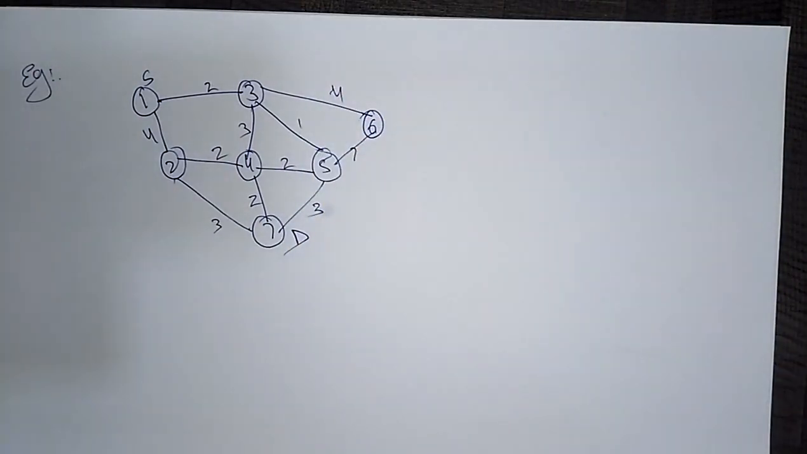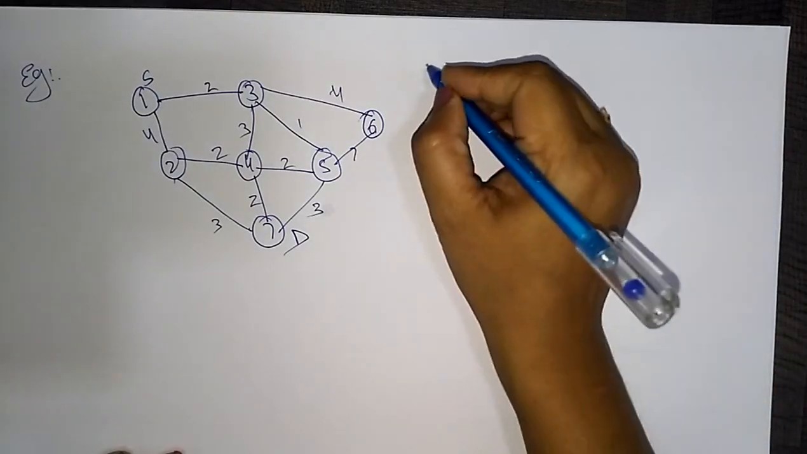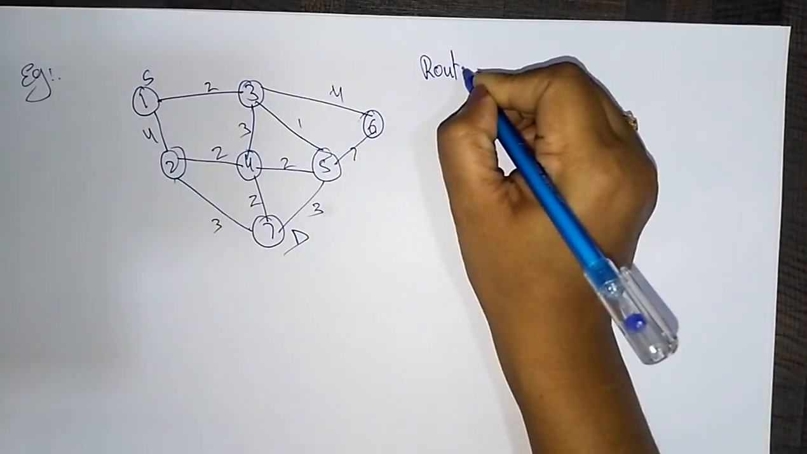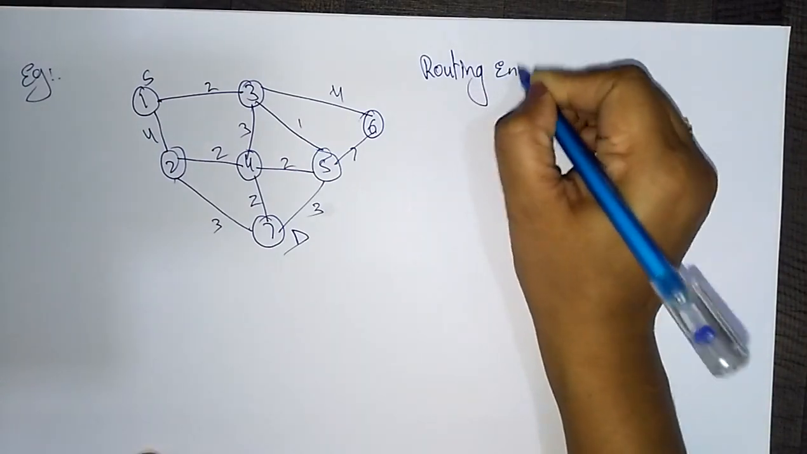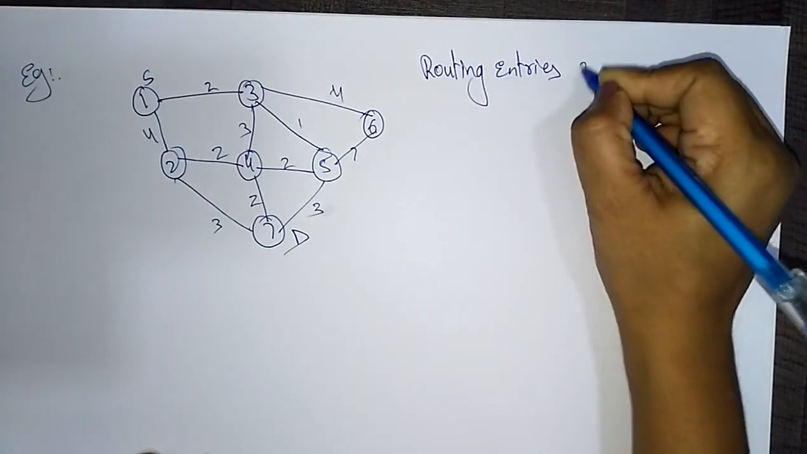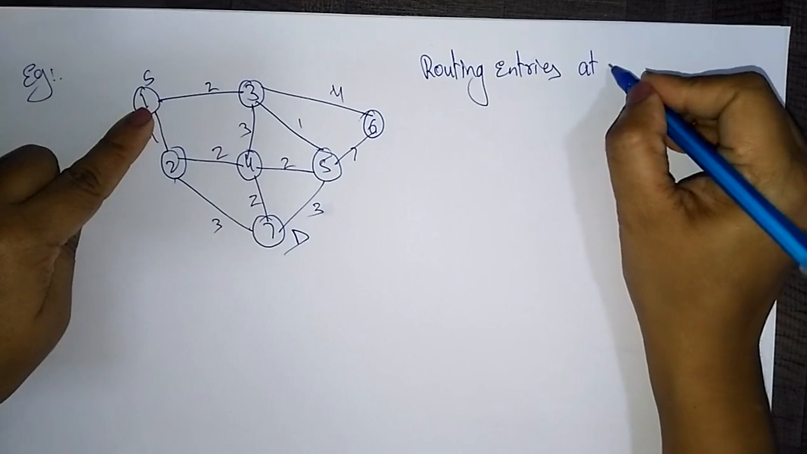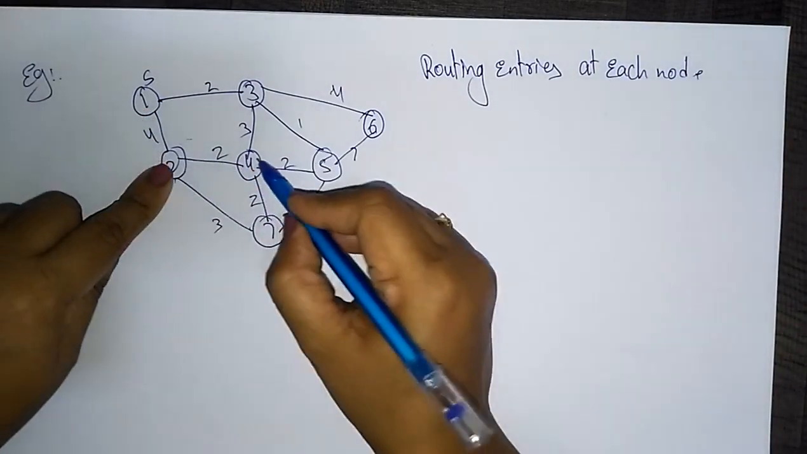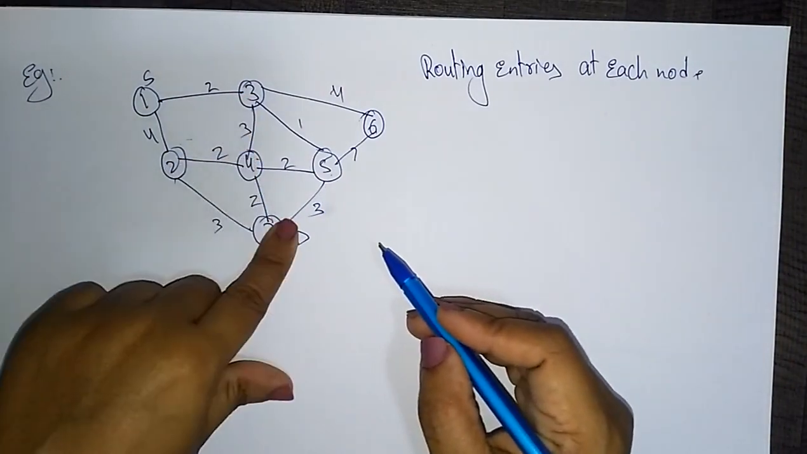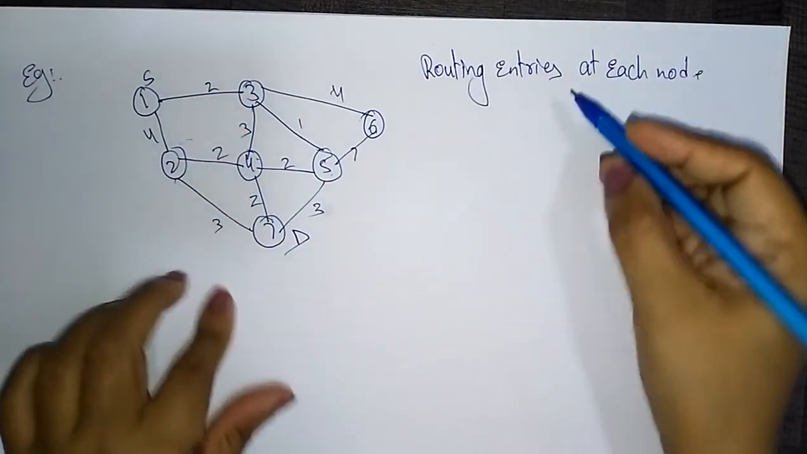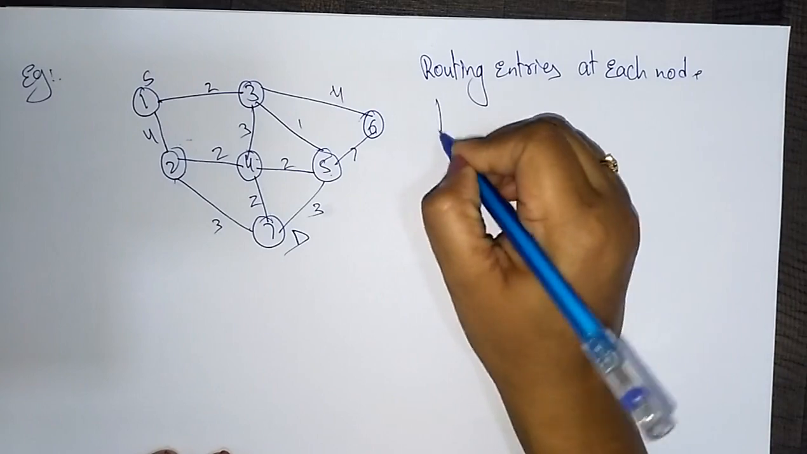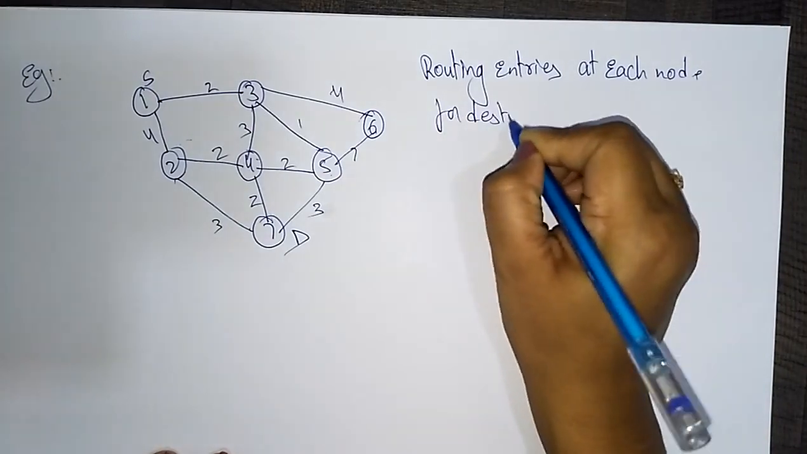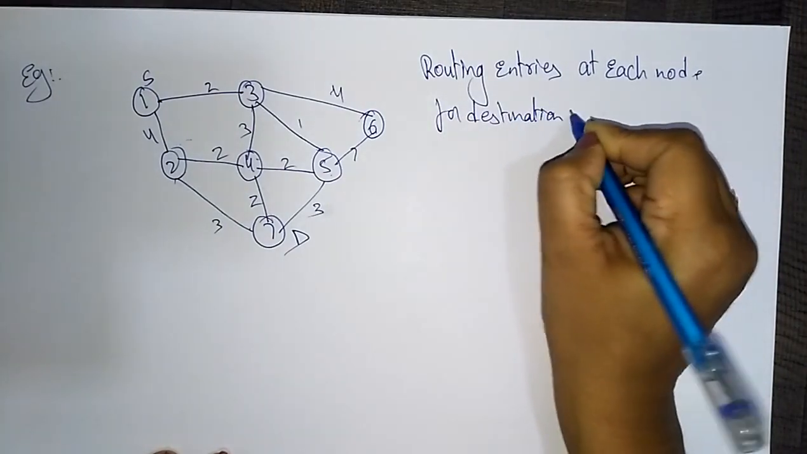Okay, so here are the routing entries at each node for destination 7. Let us take what the routing entries are. I'm taking it as at each node. So you have to calculate the routing entries at each node, whatever node that is there, you have to take each node. For destination 7, we have to reach the destination 7.